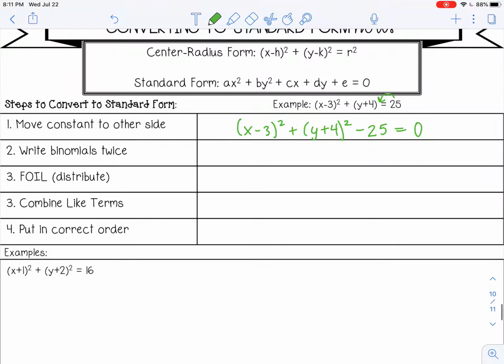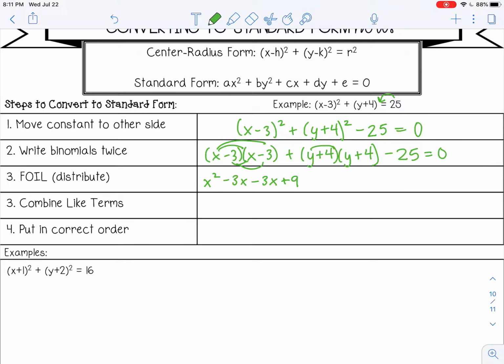All right, so now I'm going to write the binomial squared out twice, since squared means to just multiply by itself. Then I will FOIL or distribute both sets of binomials. All right, so x times x is x squared. X times negative 3 is negative 3x. Then negative 3x, positive 9.